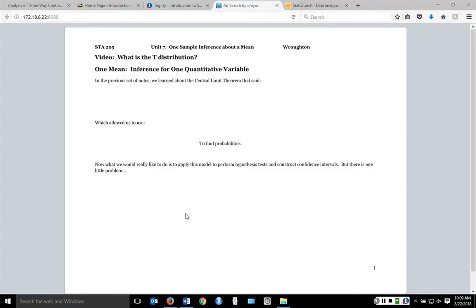Alright, so we're now looking at one sample inference about a mean. And so this video is about what the t-distribution is. We're going to try to understand first why this t-distribution is going to show up.